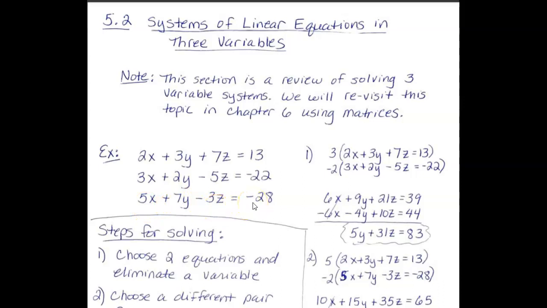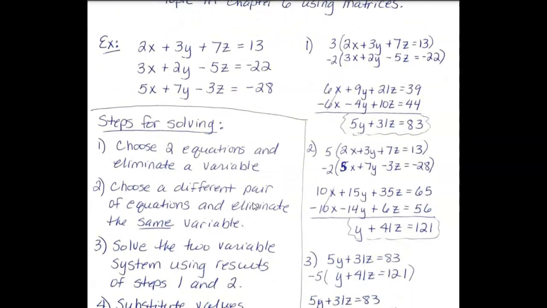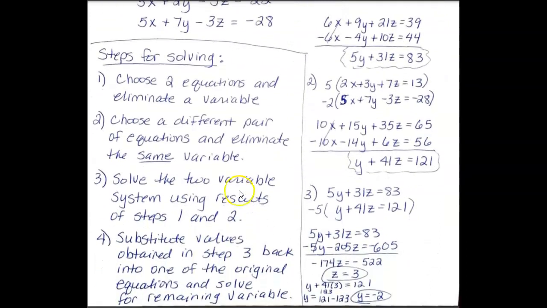3z equals negative 28. All right, so here are the 4 steps that we would follow to solve these types of problems. Step 1, choose 2 of the equations and eliminate a variable. So choose any 2 equations from the 3, pick either x, y, or z to get rid of. To do that, we'll walk through the steps, but that basically just means creating opposite coefficients for that variable and then adding together to get it to cancel out.